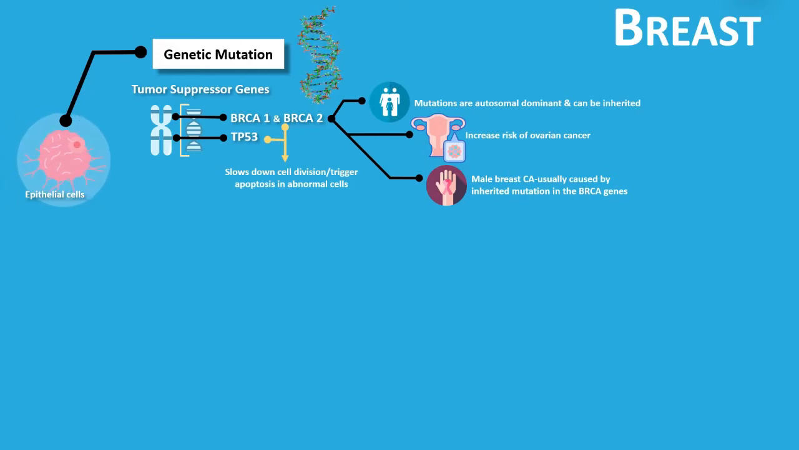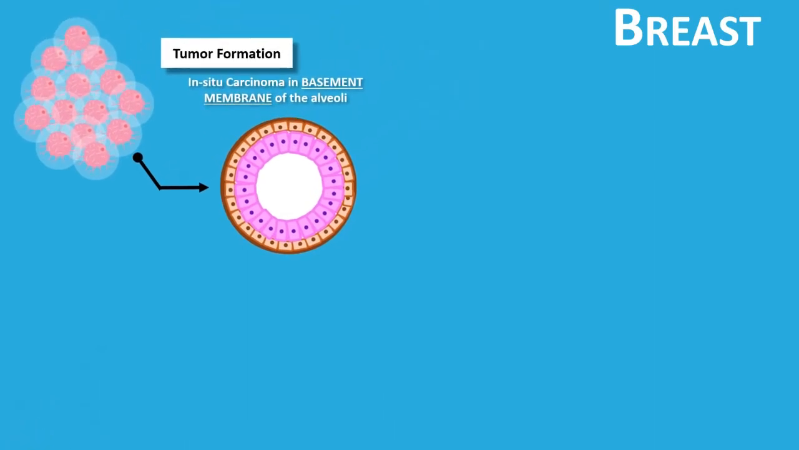Some breast cancers have also been linked to mutations in the ERBB2 gene that increases human epidermal growth factor receptor 2, or what we call the HER2, which when activated, promotes the growth of cells. Once mutation occurs, a tumor may form. This tumor, also known as in situ carcinoma, has two types. The first type is called ductal carcinoma in situ.